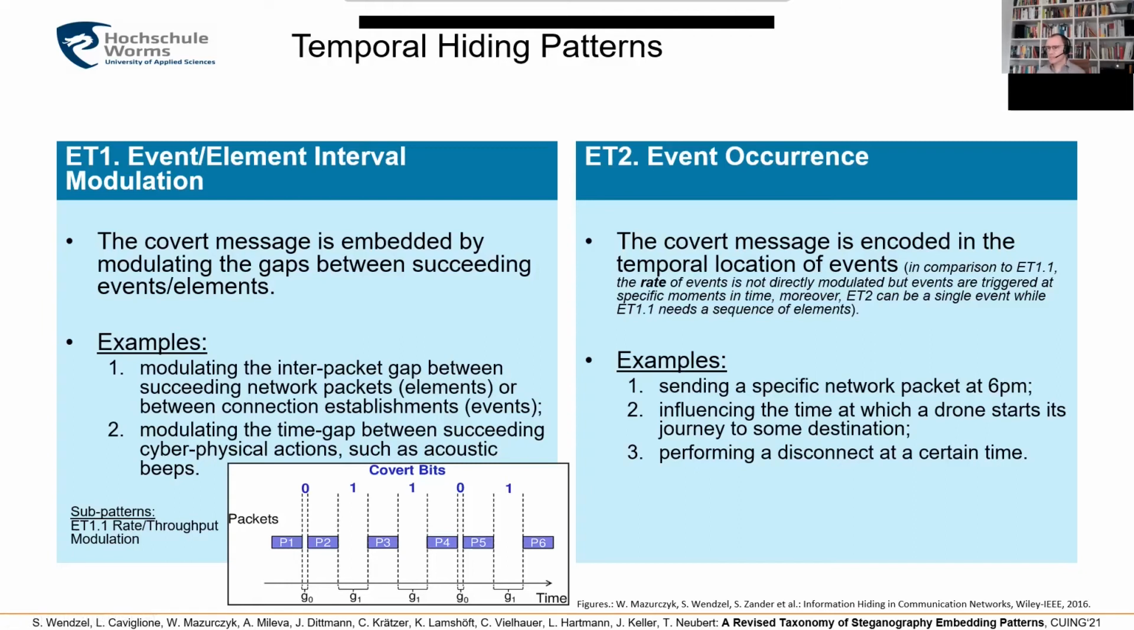For the second timing pattern or temporal pattern, the event occurrence pattern, we modulate the temporal behavior in a way that we encode hidden information in the temporal location of events. And that means that we do something at some specific time, for instance, sending a specific network packet at 6 p.m. or influencing the time where a drone starts or performing a disconnect at some point in time.